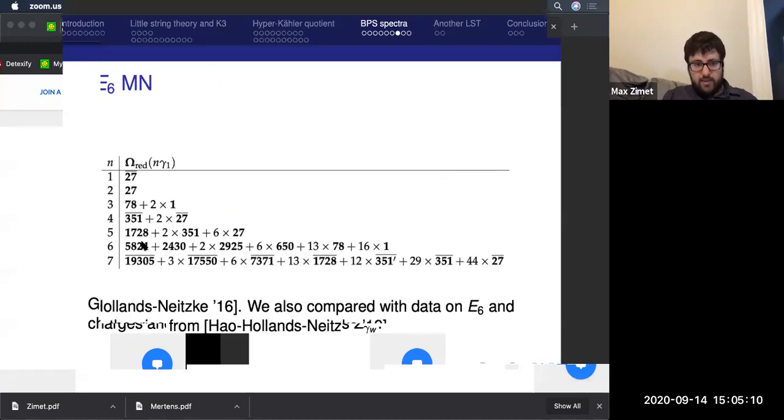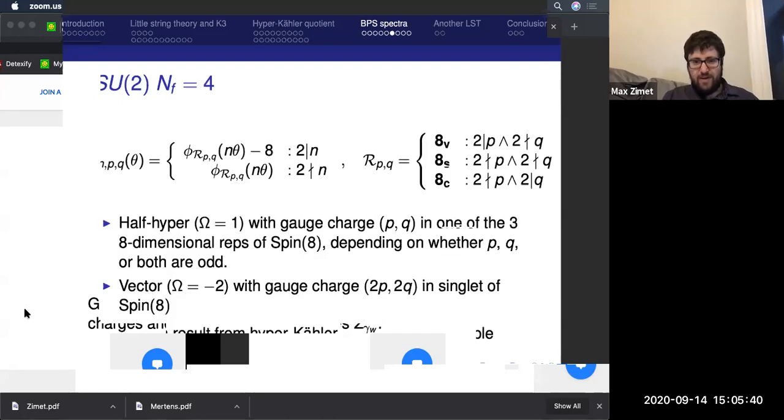As I mentioned, the BPS spectra of the Minahan-Nemeshansky theories are much more complicated. You have arbitrarily large representations. The imprimitivity of gauge charges that shows up is arbitrarily large. And so the fact that this specialization of these functions works exactly with these very simple SU2 NF equals 4 things, where you only get 1 and 2 and you just have 8-dimensional guys or singlets, was very surprising.